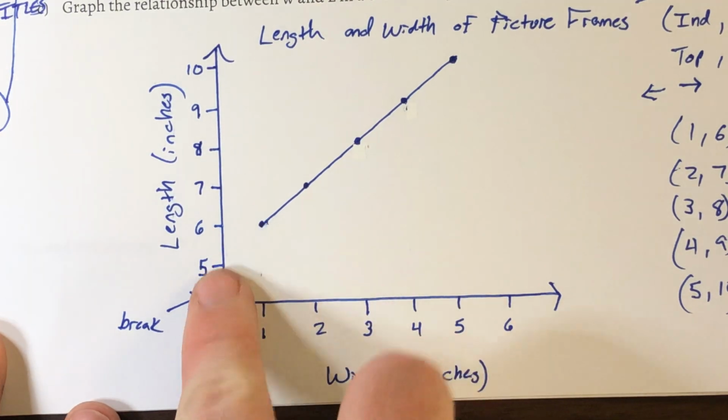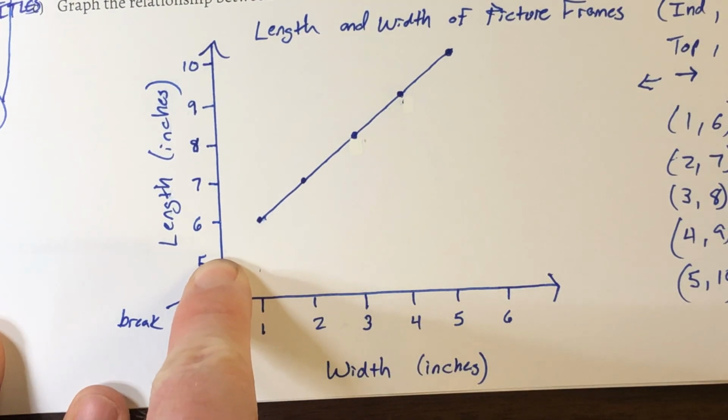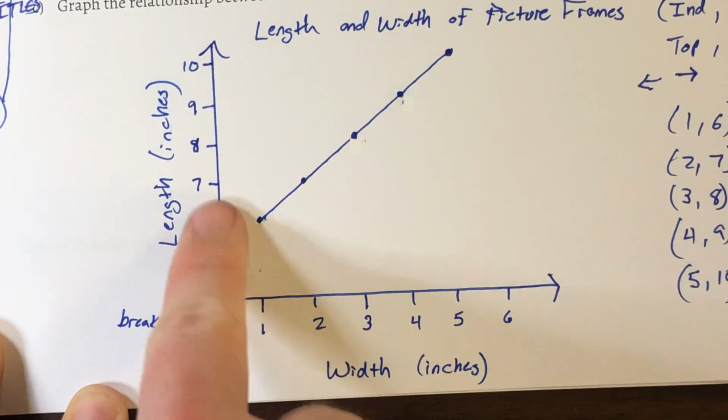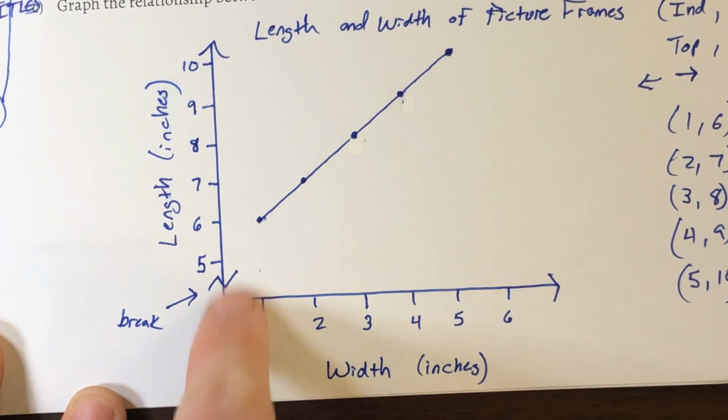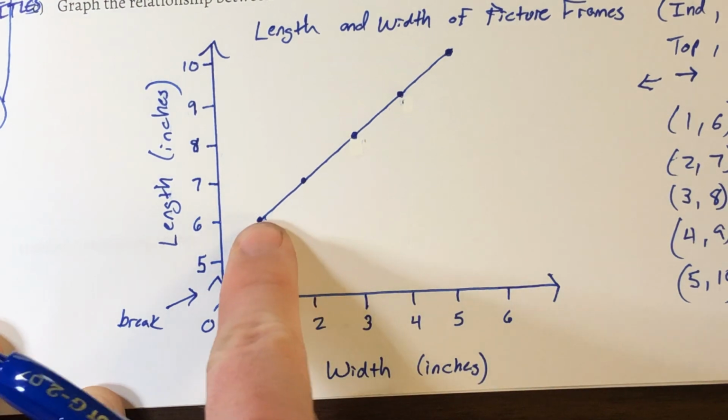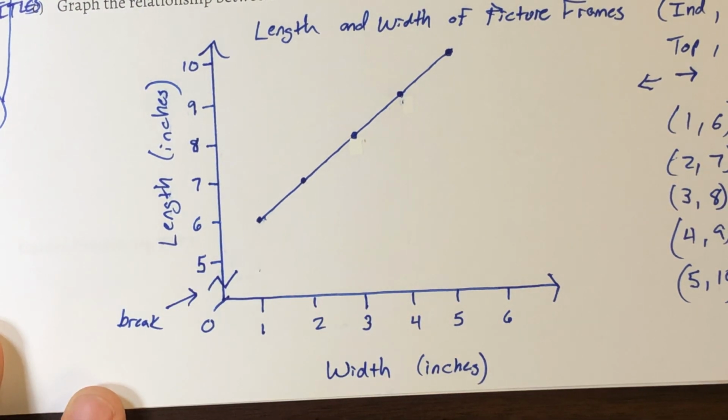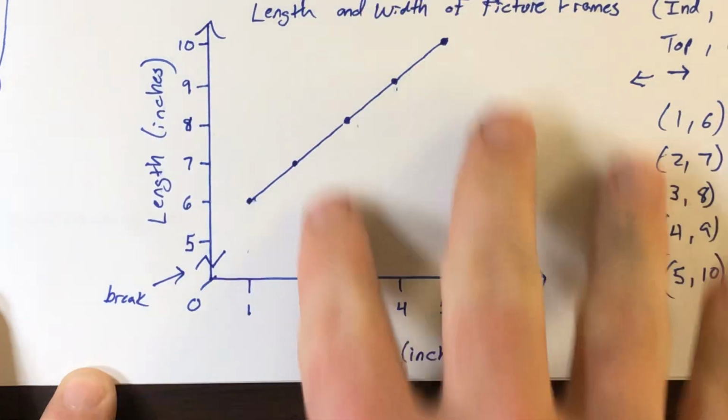Now, should this connect to this line or axis? Absolutely not. Not unless there's a point on it. There's nothing at 0, 5, 0, 6, nothing. So that line will not touch that graph. Don't do it. Not unless there's an actual number on there. All right, so we have graphed our information.